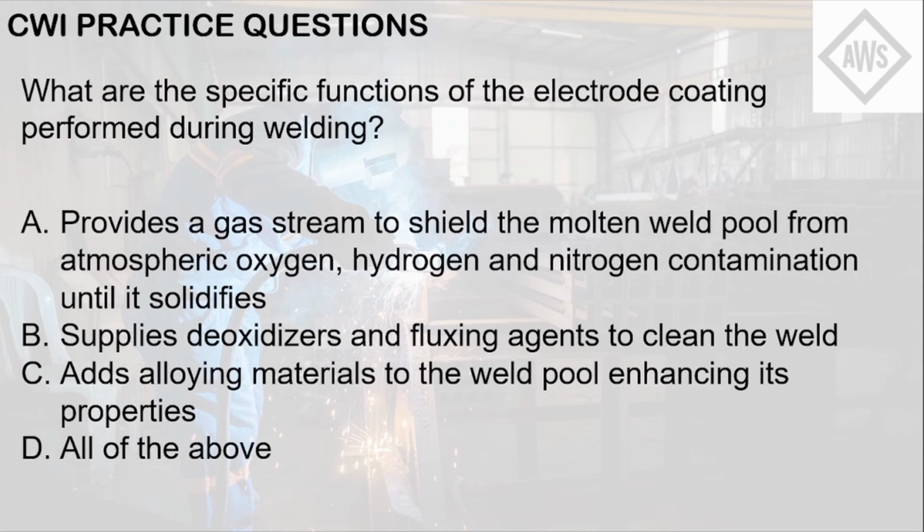Basically, letter A refers to the shielding property of the electrode of stick welding. Letter B refers to the deoxidation process of the electrode. And letter C is the alloying characteristic of the electrode, adding materials to the weld pool, enhancing its mechanical properties. All of these characteristics are functions of the electrode coating performed during welding, and thus the answer is letter D, all of the above.